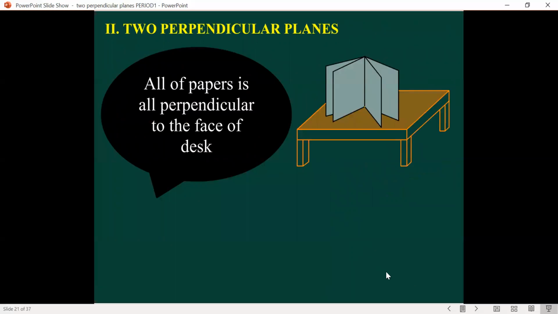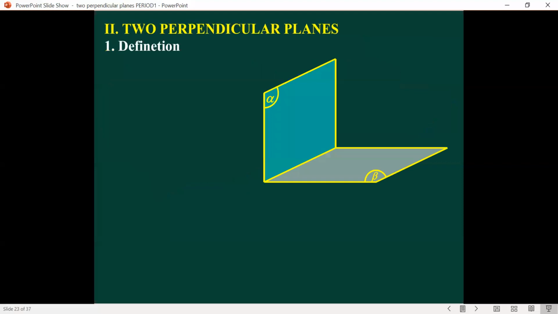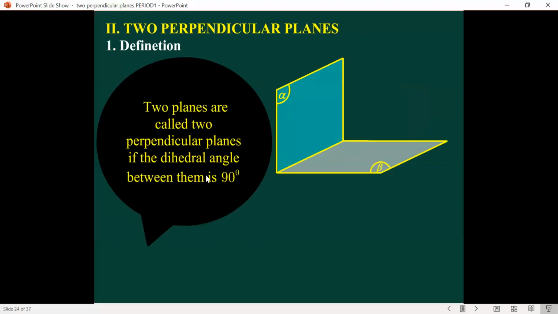We move to the next: two perpendicular planes. How do we define two perpendicular planes? Does it depend on the angle between planes? We move to the definition. Two planes are called perpendicular planes if the angle between them is 90 degrees. If the angle between two planes is 90 degrees, we say that they are perpendicular.